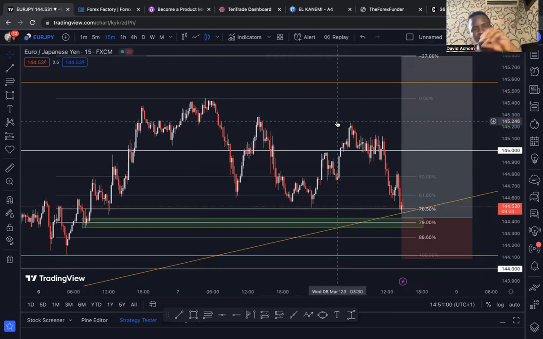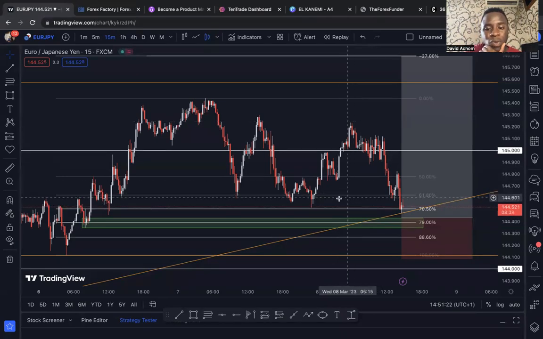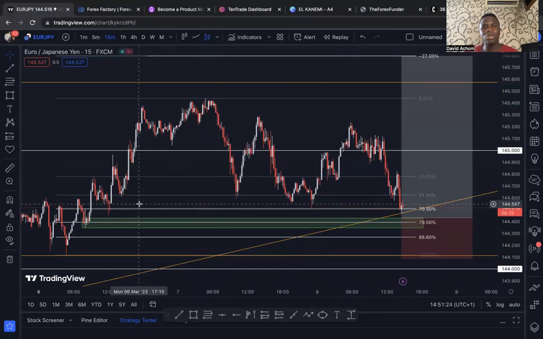So order blocks are the last bearish momentum before a heavy bullish pressure, or the last bullish pressure before a heavy bearish momentum. Vice versa, order blocks are the last buy candle before the heavy sell, or the last sell candle before the heavy buy. But it must be below liquidity before it is valid. You can know order blocks, but not know the valid order block because you're considering any and every order block.